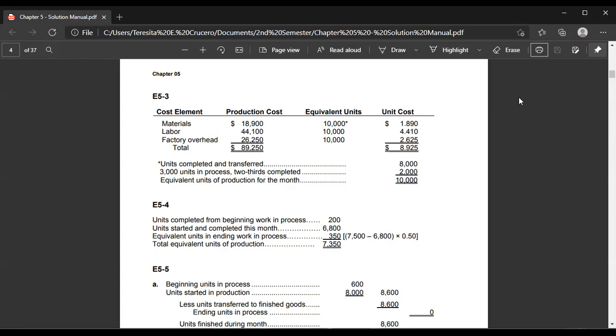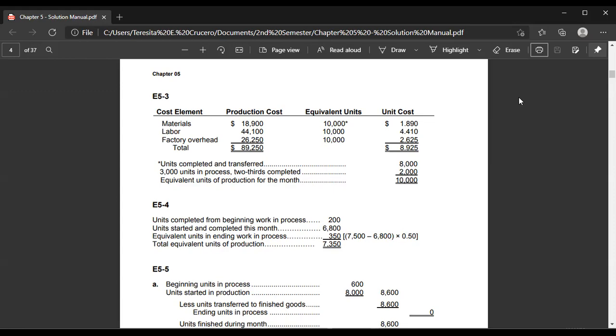Now, how do we account for the units? During the month, 7,500 units were started in production, 6,800 of which, along with the beginning work in process, were completed.